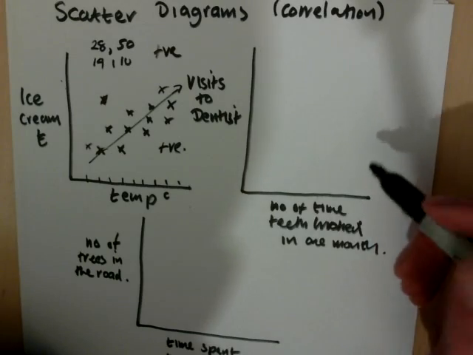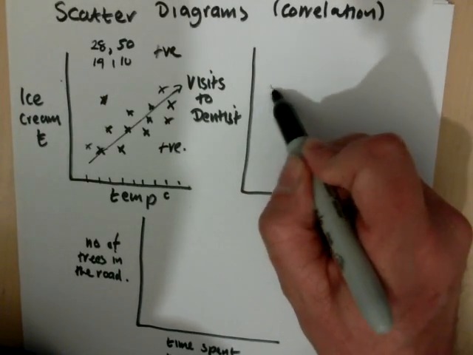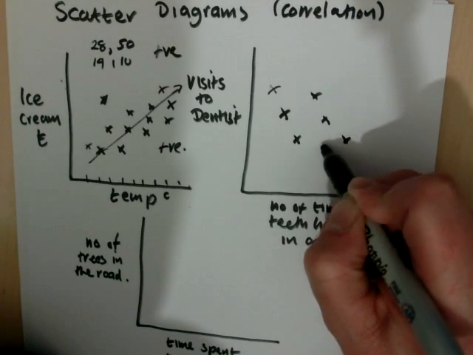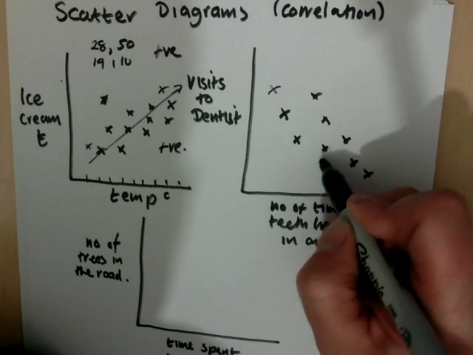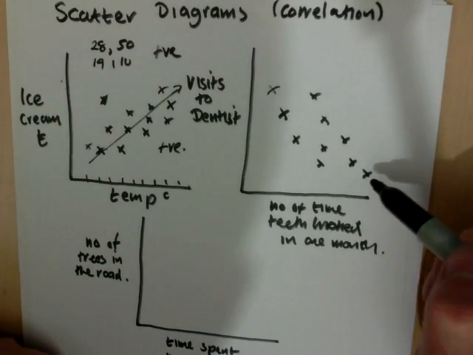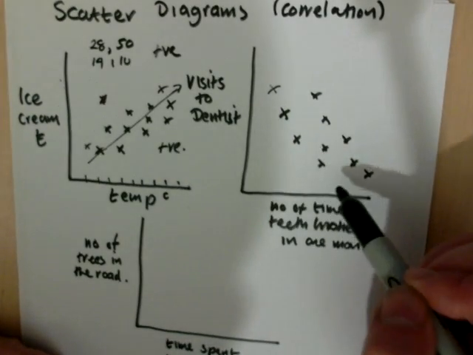a month over the course of the year and the number of visits to dentists during that year. We might find this kind of pattern. And what we're seeing here is that the more times a person has brushed their teeth, this seems to go hand in hand with less visits to the dentist.